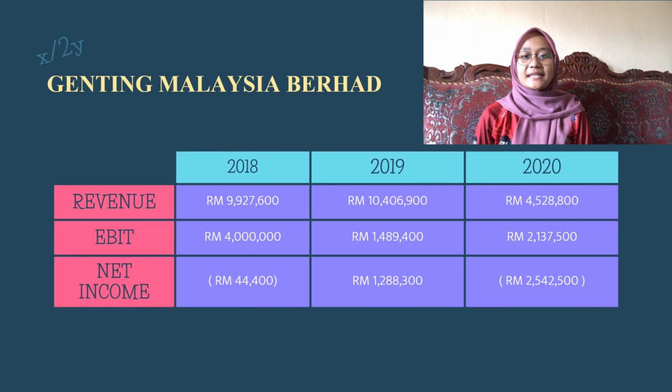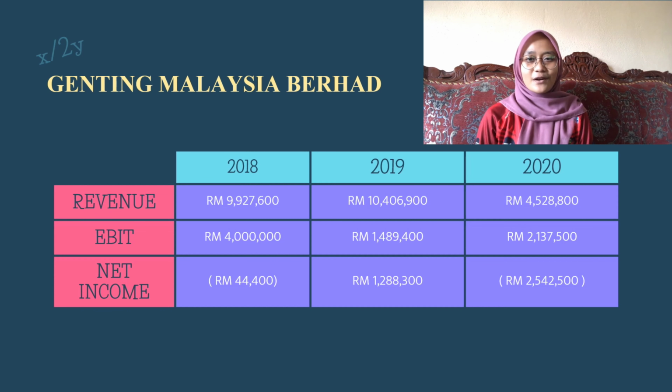Next is Genting Malaysia Berhad. Based on the table, there is an increase in foreign revenue from 2018 to 2019. As for net income, only 2019 is positive, while 2018 and 2020 have a negative value. EBIT in 2019 shows a decrease from 2018 and an increase in 2020.